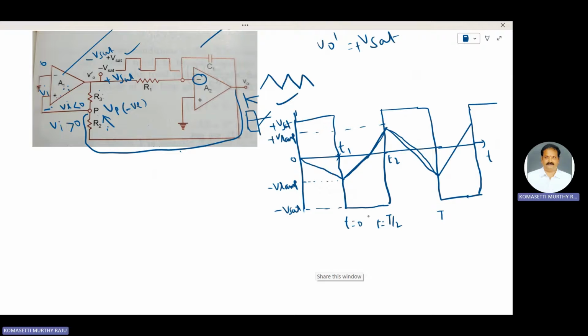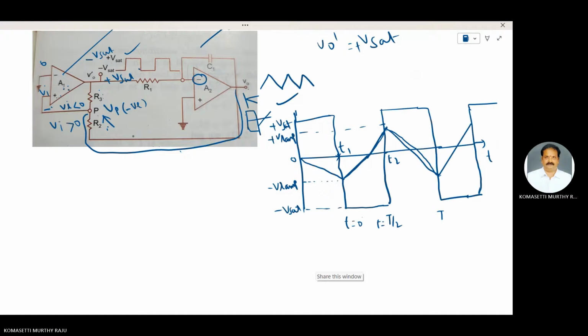Whenever the output of A1 is at minus V set, that is the input to the integrator circuit. The output of the integrator circuit is the positive going ramp, which attains plus V ramp. When the output of A1 is at plus V set, the output of the integrator circuit is a negative going ramp, which attains a value minus V ramp.